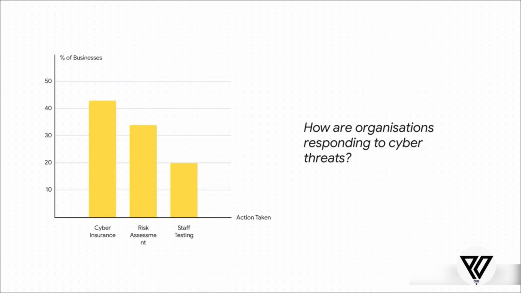So with all this going on, how are organizations actually responding? Well, the data reveals a fascinating and frankly somewhat worrying trend. The most common action at 43% is taking out cyber insurance. That's a plan for what to do after you've already been hit. In contrast, only 20% are proactively testing their staff with things like mock phishing exercises, the stuff that helps prevent the attack from ever happening in the first place.